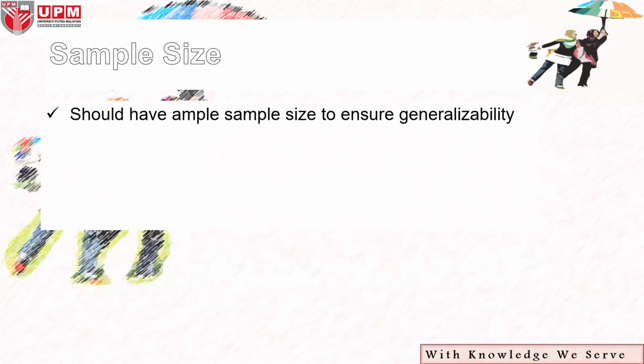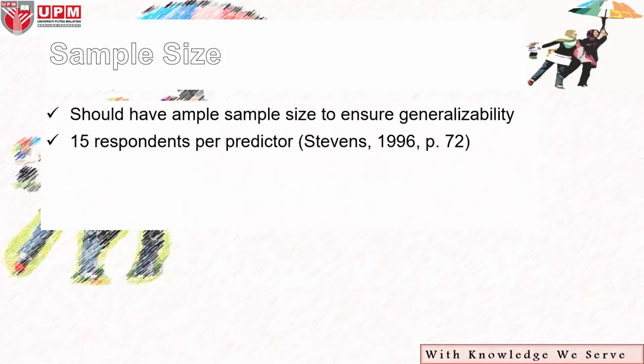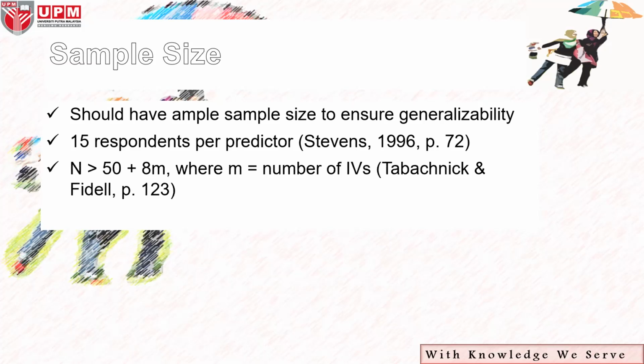In terms of sample size, we should have ample sample size to ensure generalizability. 15 is the general rule given by Stevens. He said that we need 15 respondents per predictor. Tapi this one is too small unless you are conducting experimental research. Kalau you conduct experimental research, then you may consider this number. A sample size larger than 50 plus 8M, where M equals the number of IVs, according to Tabachnick and Fidell.